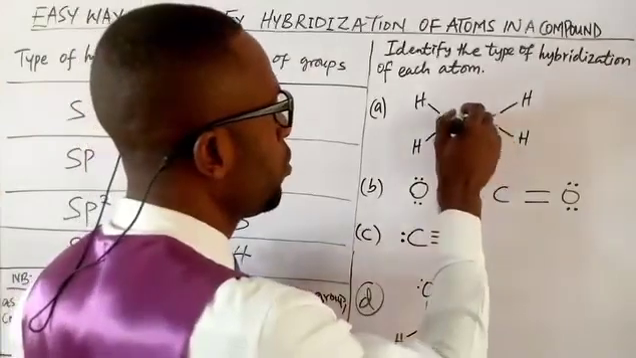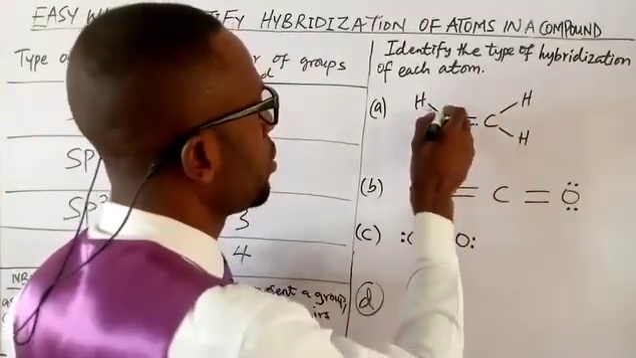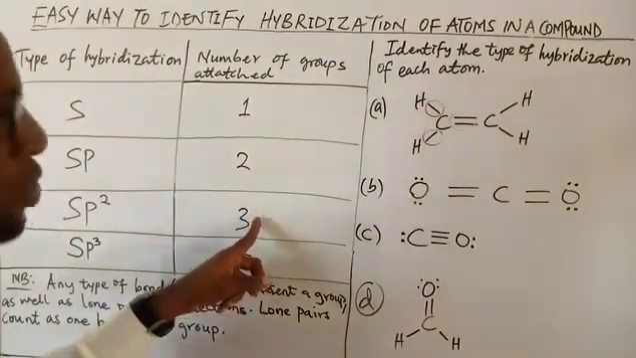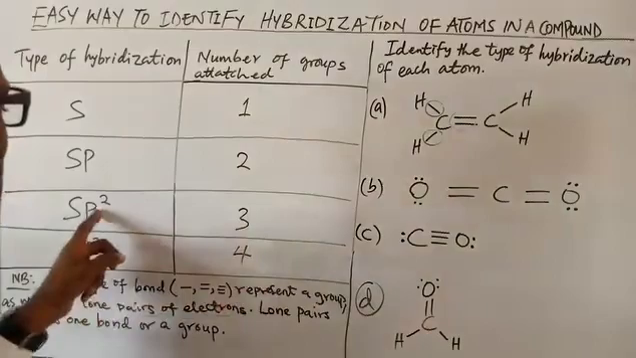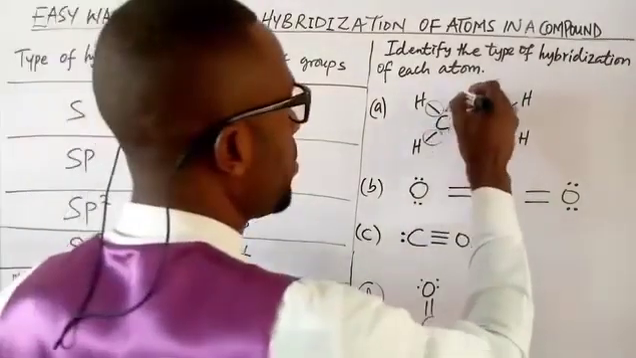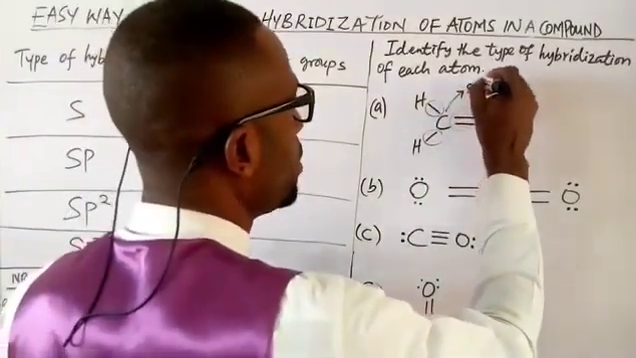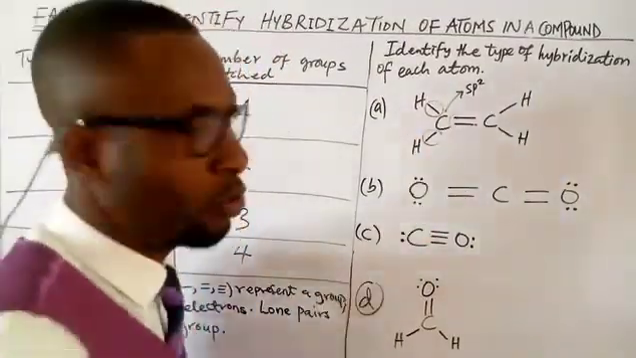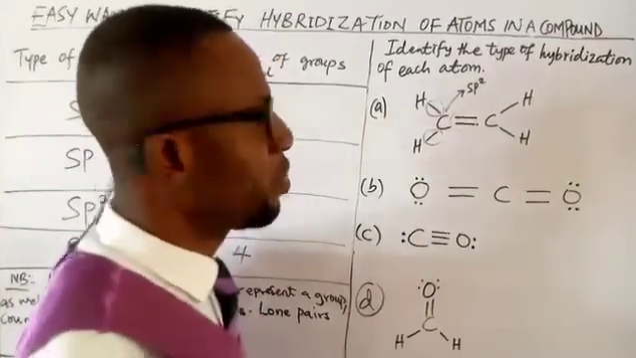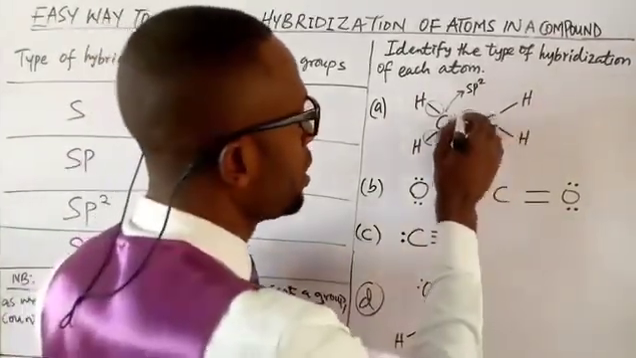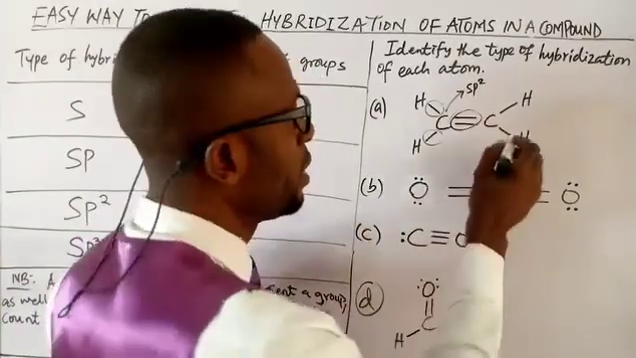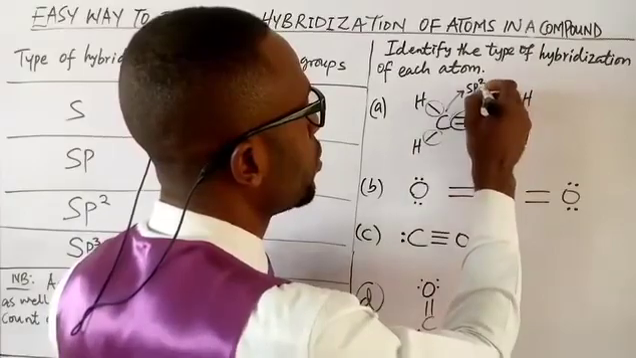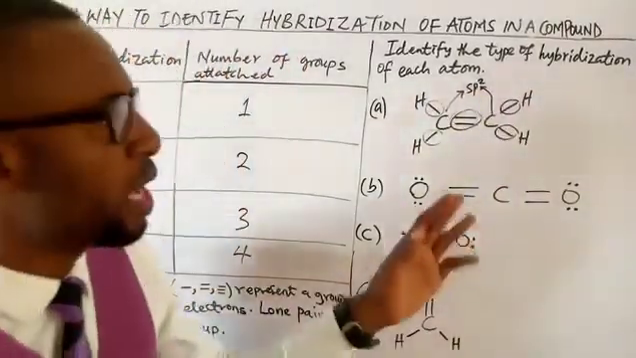So this is the first group attached to this carbon, number 2 and number 3. And if you have 3 groups attached, that atom is said to be sp2 hybridized. So here, carbon is sp2 hybridized, or is in the state of sp2 hybridization. To find the hybridization as well of this carbon, you also treat this as a group. 1, this is 2, and this is 3.